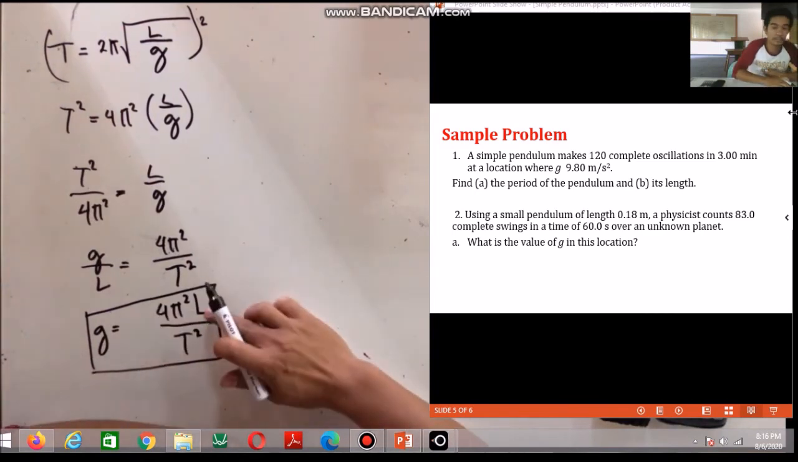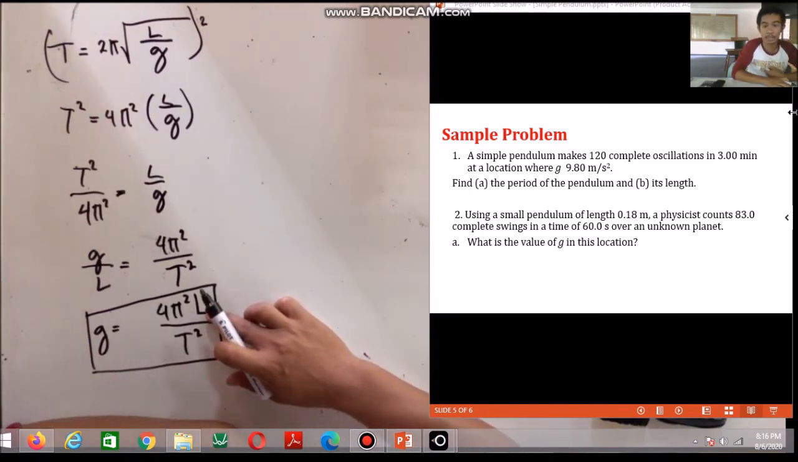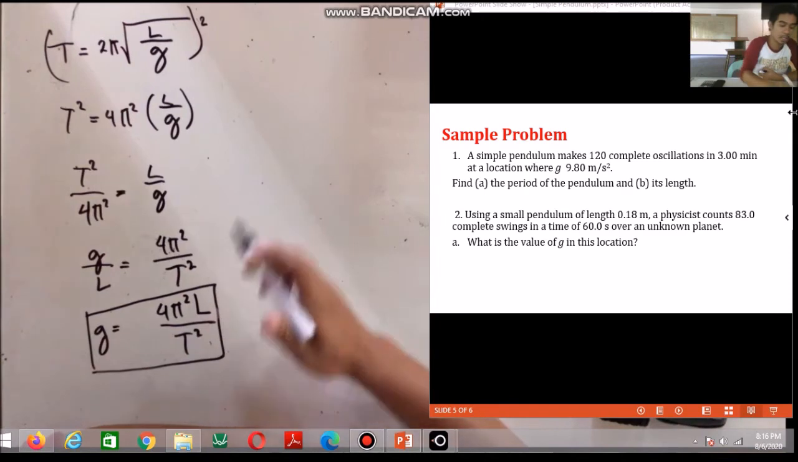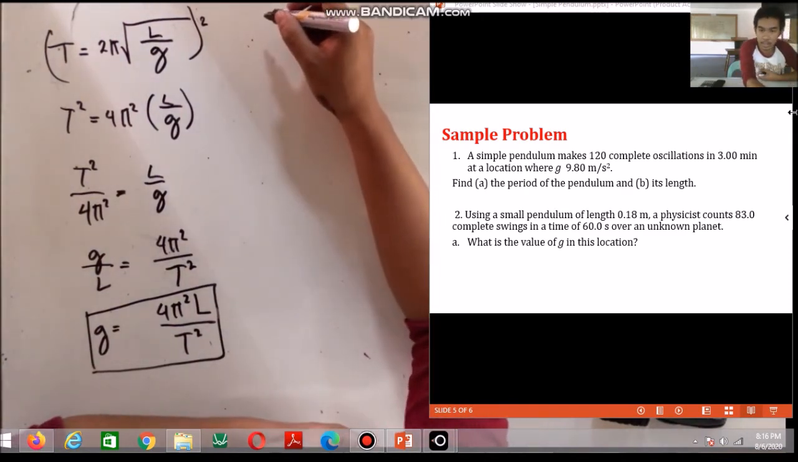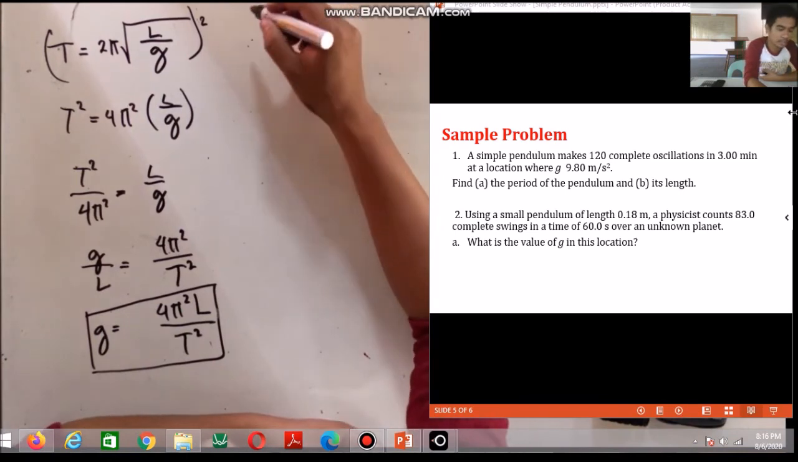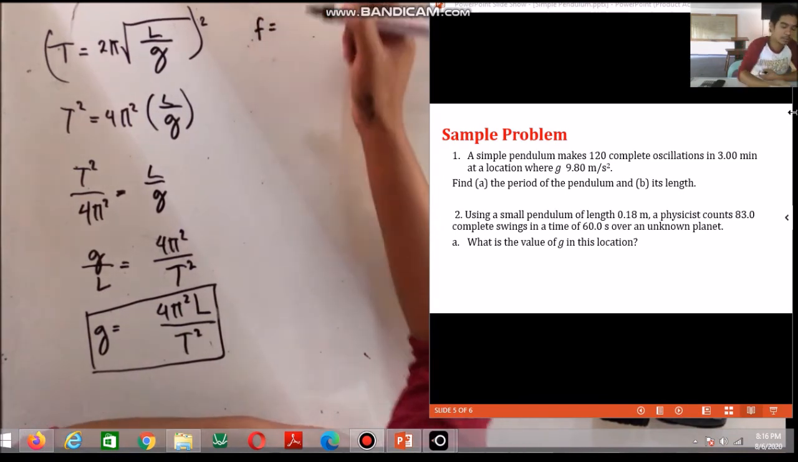Do you have the length of the string? Can we solve now? Do you have the length of the string? Yes. Do you have the period? No. So we need to look for the period first. What is given here is the cycles per 60 seconds, so that's the frequency. Let's solve for the frequency.